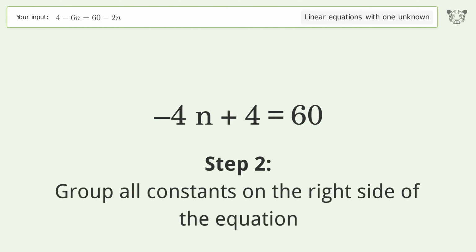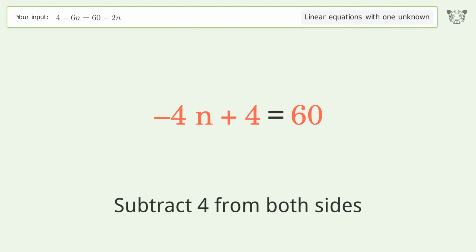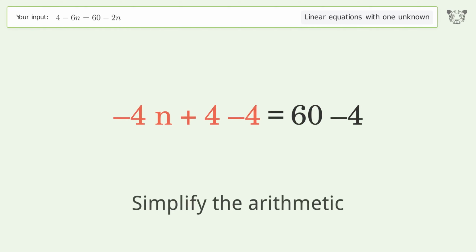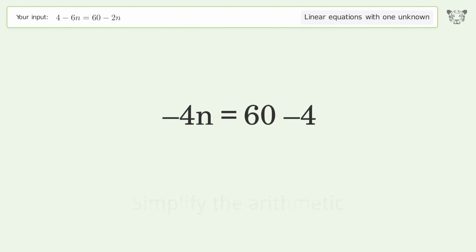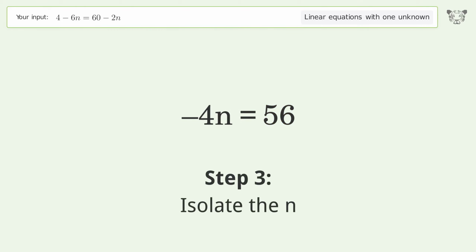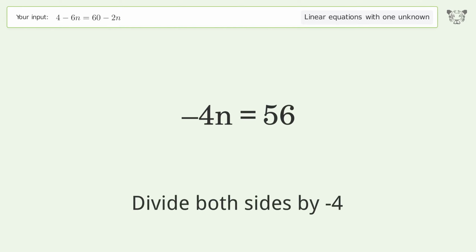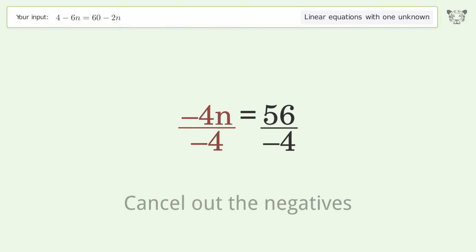Group all constants on the right side of the equation. Subtract 4 from both sides. Simplify the arithmetic. Isolate the n. Divide both sides by -4. Cancel out the negatives.